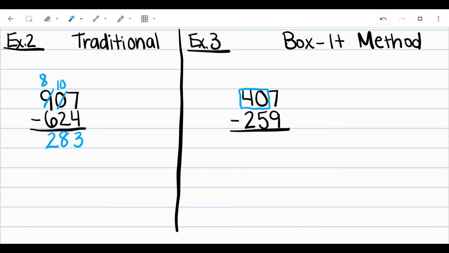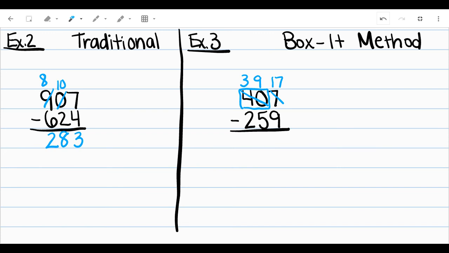So if I go next door, I have 40, and I'm going to take 1 away, and 1 less than 40 is 39. And then I'm going to add 10 more to my ones place. So my 7 plus 10 gives me 17. Now 17 minus 9, to think about this a little bit.